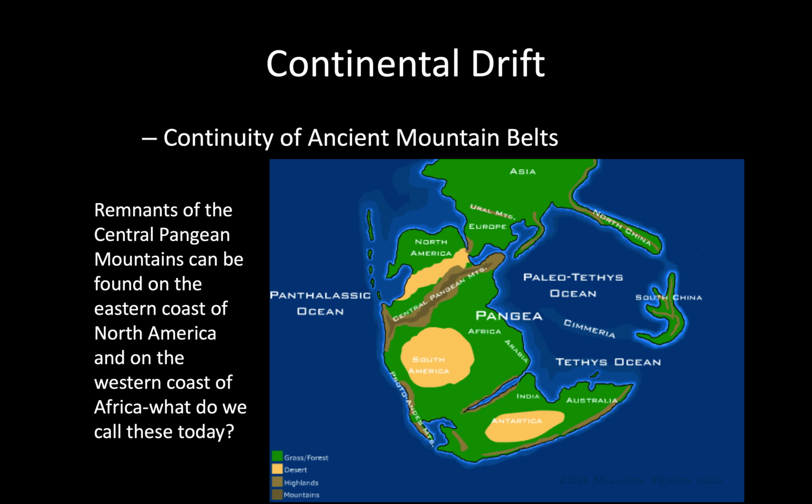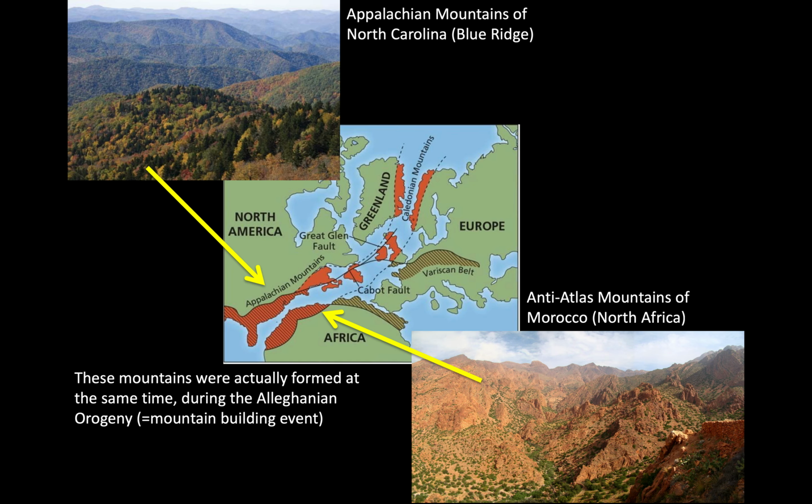But if we put North America and Africa together again, we see that there was a central Pangean mountain that was found on the eastern coast of North America and the western coast of Africa. You might be thinking that you know that there are mountains on the east coast of the United States, the Appalachian Mountains. Well, are there mountains on the western coast of Africa? There absolutely are. Here are the Anti-Atlas Mountains down here of Morocco, which is northwestern Africa. And here we have the Appalachian Mountains of North Carolina. All right, this is the Blue Ridge, but the Appalachians extend much further out of North Carolina.